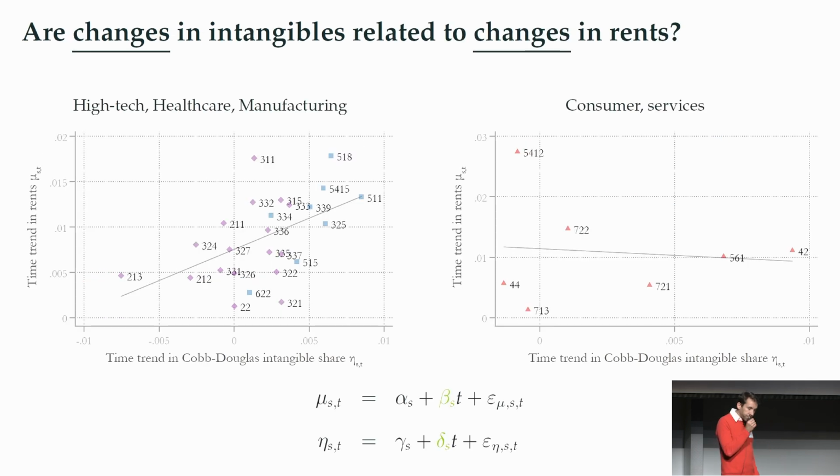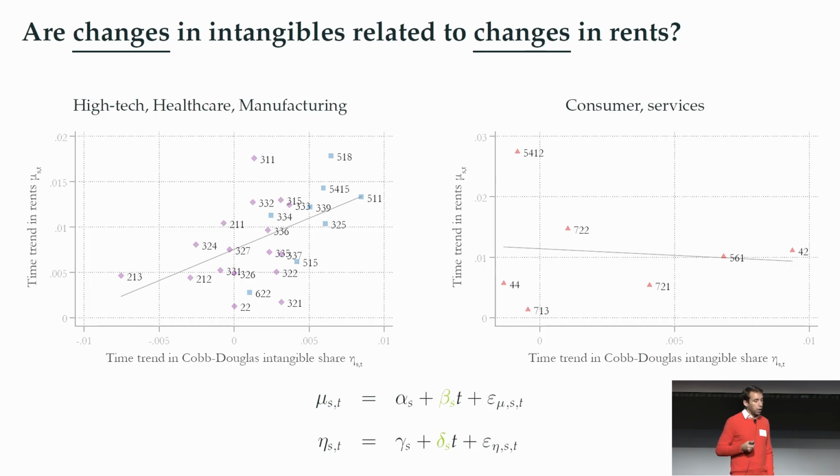And so we can confirm this correlation very simply. What we've done in these two graphs is split the sample between high-tech, healthcare, and manufacturing on the left-hand side, or your right, and consumer and services on the right. For each subsector, we've estimated a time trend for markups and a time trend for intangible intensity, and we're plotting the two against one another.